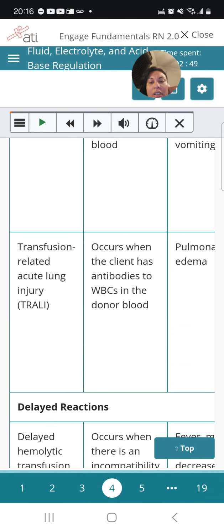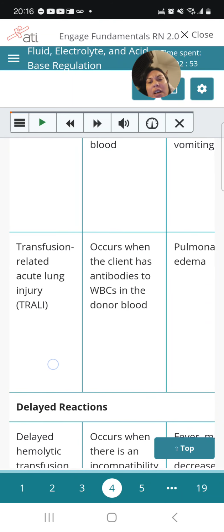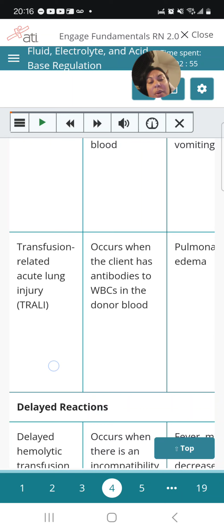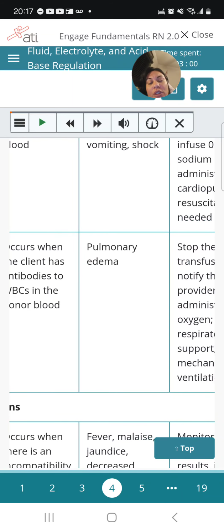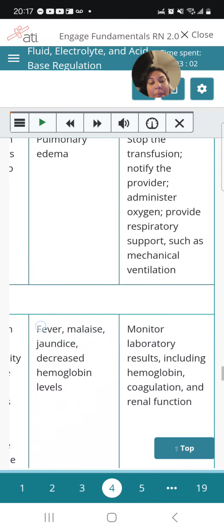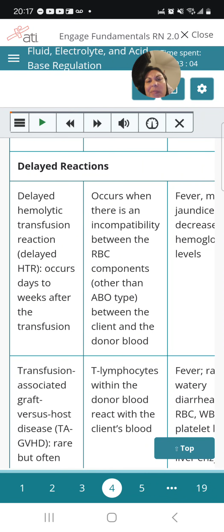Transfusion-related acute lung injury, or TRALI, occurs when the client has antibodies to the WBCs in the donor blood. You'll have pulmonary edema. Then there are delayed reactions.